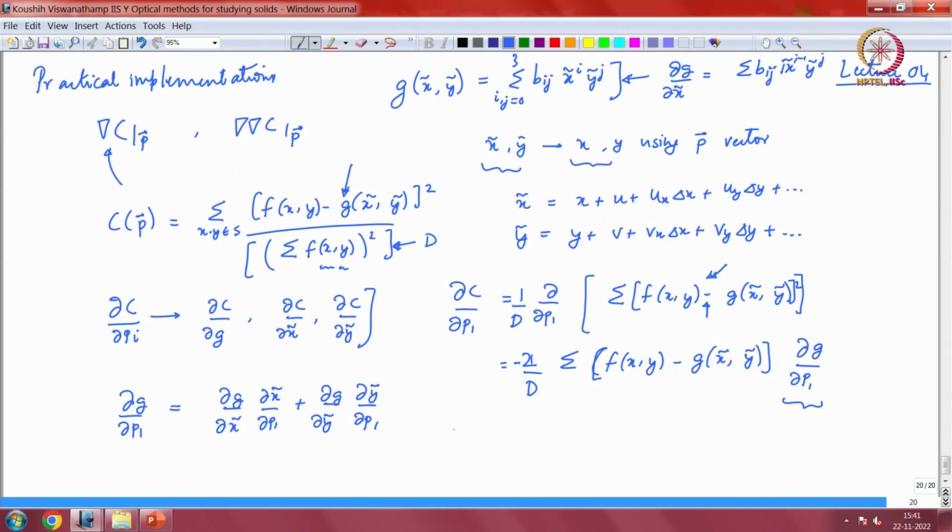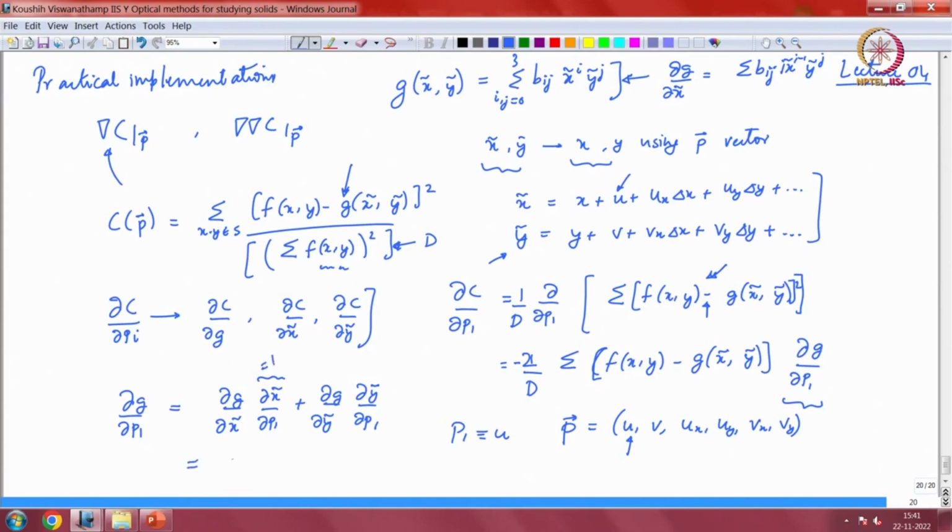Okay. Now, P1 of course is u, remember P bar was u, v, u x, u y, v x, v y. So, P1 is just u. So, dou x tilde by dou P1, if you go back here dou P1 is this. So, dou x tilde by dou P1 is 1, right. Dou y tilde by dou P1 is dou of this by dou P1, dou by dou u of this, which is 0, right. So, the only term that will survive is this, and that is equal to 1.